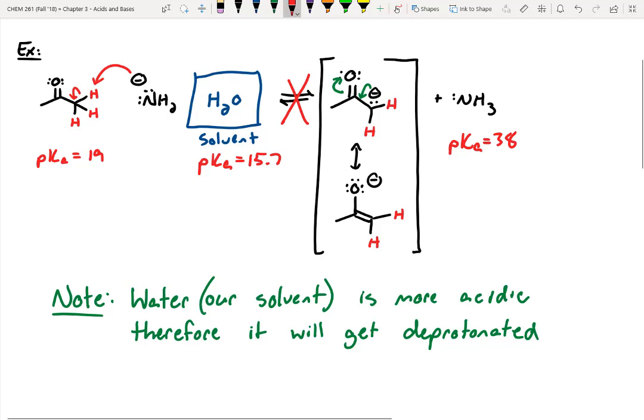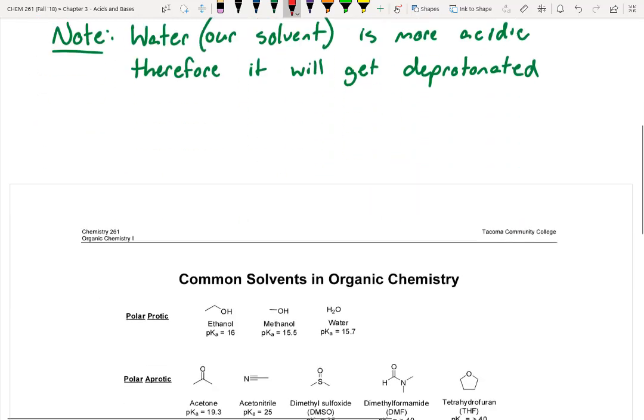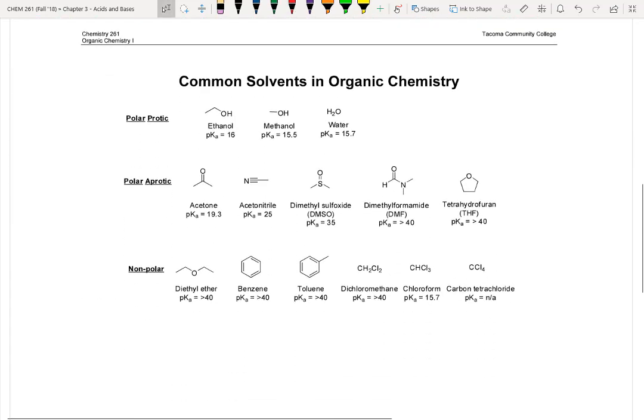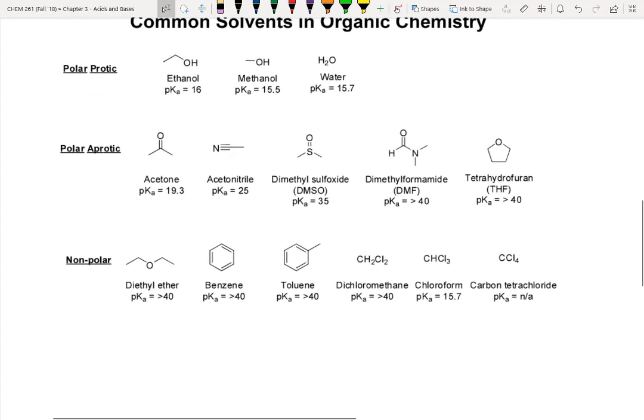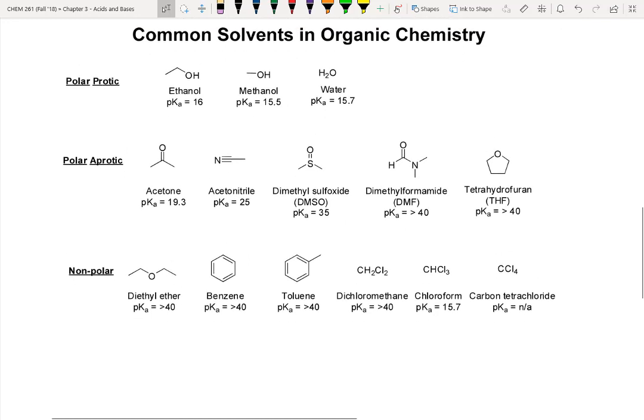All right, so now the question is, we need to pick a solvent that has a higher pKa, right? So if you go ahead and look at that handout that I gave you, I've got a bunch of organic solvents that are commonly used in a lab setting. And I've classified them by a variety of different categories. The first ones are called polar protic. So I've got ethanol, methanol, and water. What do you notice about all of these? They're about the same pKa. And what special intermolecular force do they have? H bonding.